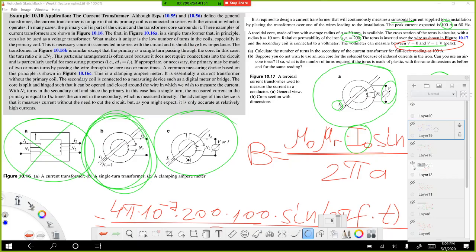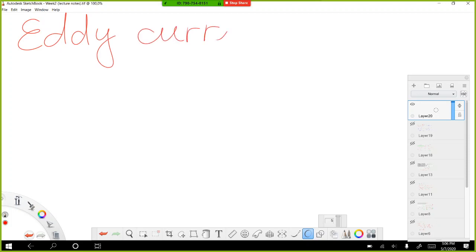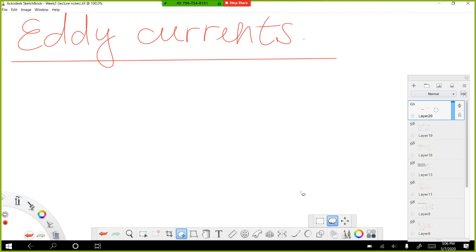Okay, the current transformer. Well, today we will start the new topic, the eddy currents. So, okay, let me write in red. Eddy currents. Well, what does eddy currents mean?